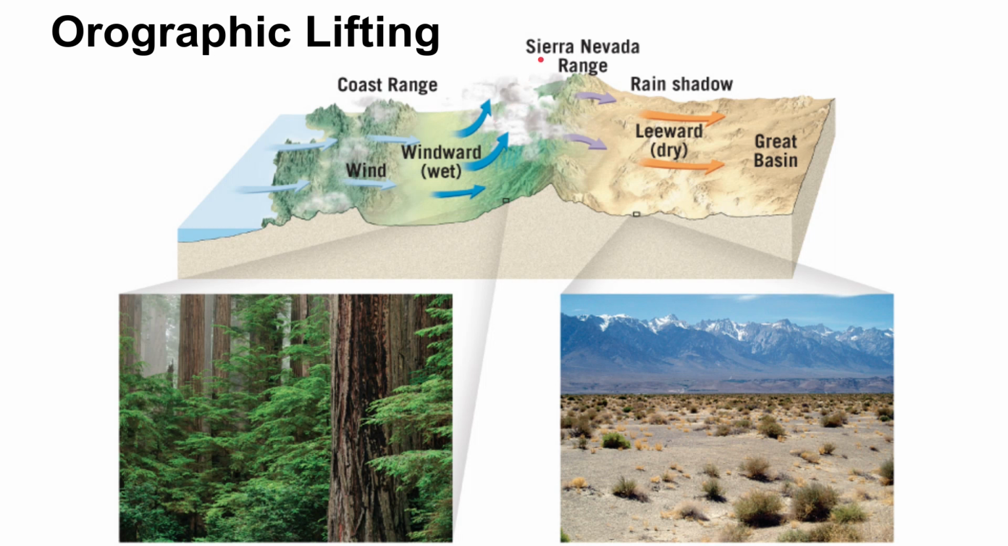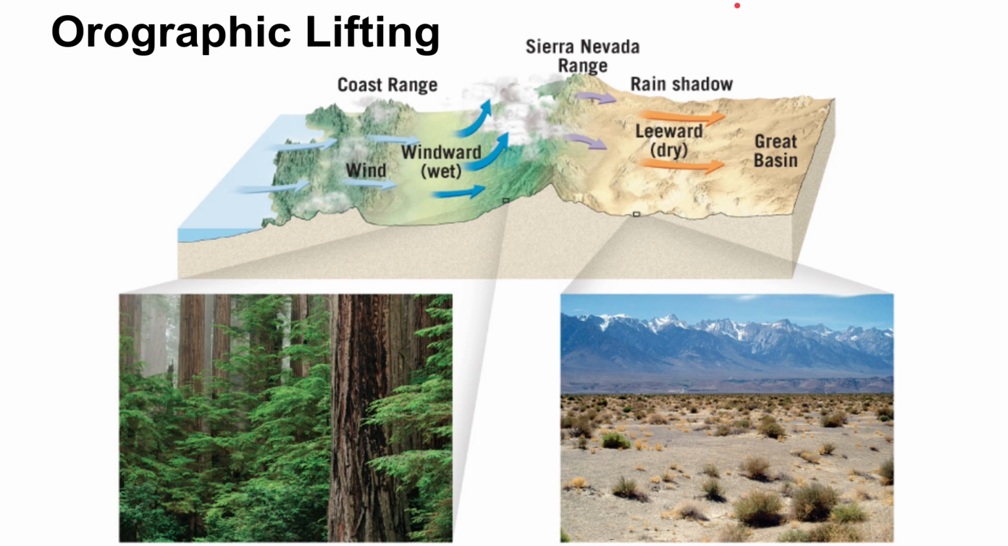So as the air gets lifted up, it expands, it cools, you get condensation, you get rain on the windward side. But on the other side, if there's no more mountain to lift the air, no more lifting, no more expansion, no more cooling, no more condensation, no more rain. So the downwind or leeward side has a rain shadow.